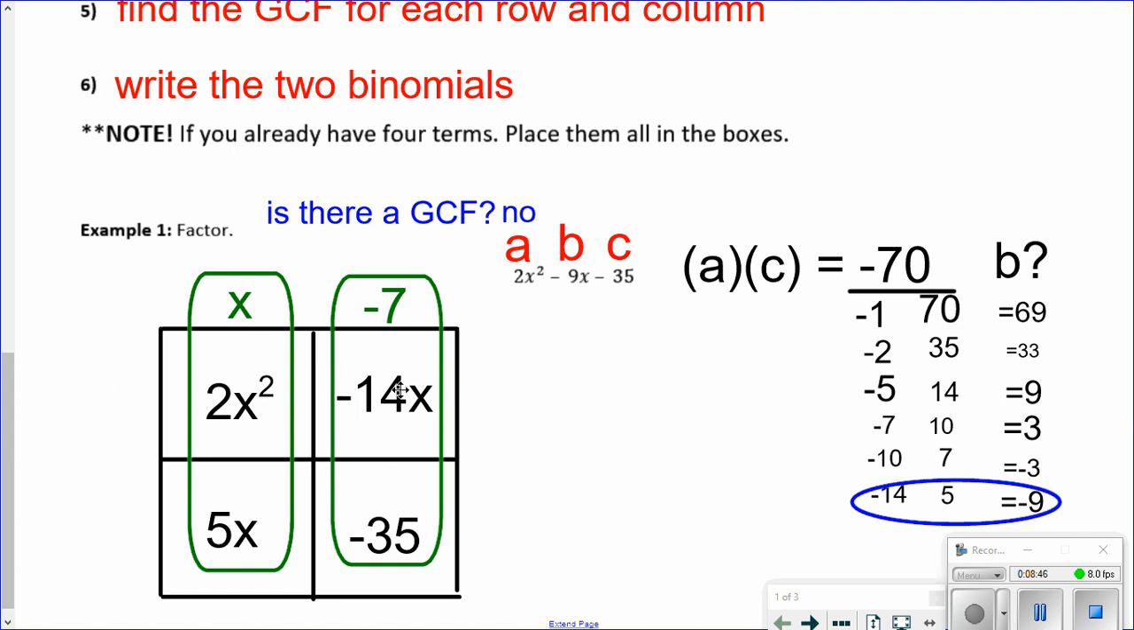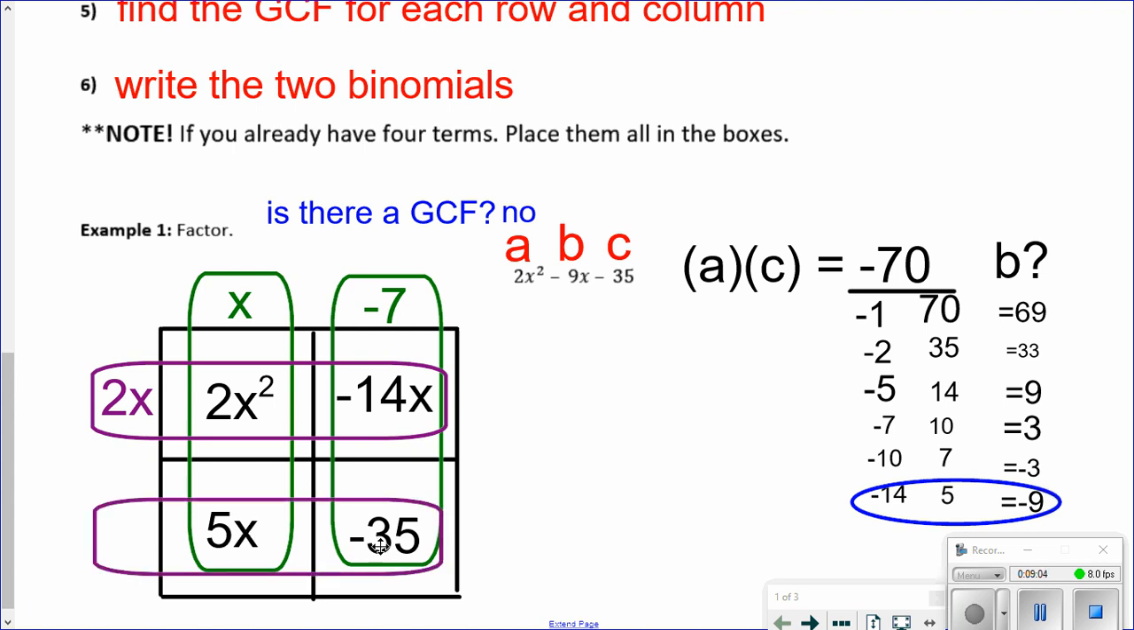Then I'm going to go across as well. I got 2x squared and negative 14x. They are both divisible by 2, and they both have an x to give. So 2x is my GCF. Then I look at the last group. I got 5x and negative 35. They are both divisible by 5, and that's about it because they don't both have variables.